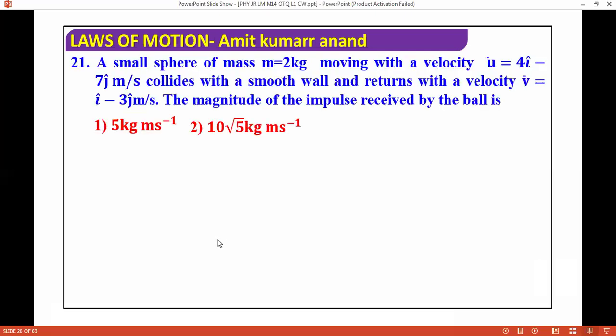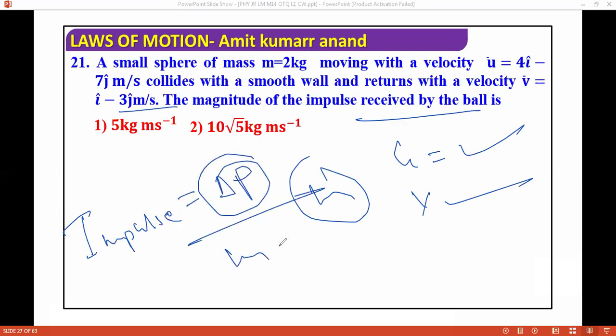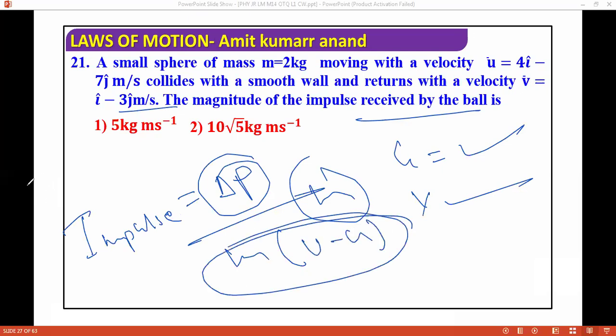A small sphere of mass in kg, moving with this velocity, collides with a smooth wall and returns with this velocity. So basically, the initial speed is given, and the final speed is given. We need the magnitude of impulse received. So mass is given. What is impulse? I already told you: impulse is the change in momentum. So you can easily apply the relation m(v minus u) and find the change in momentum.